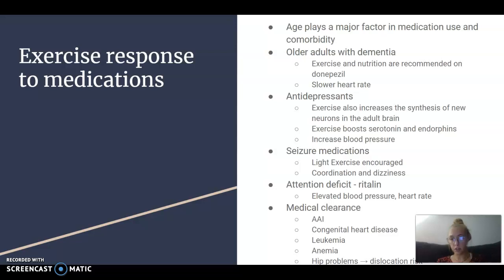It does increase the blood pressure. For seizure medications, light exercise is encouraged because it does affect coordination and dizziness. Attention deficit disorder, Ritalin, elevates the blood pressure as well as heart rate. And then it is recommended that medical clearance is received for certain comorbidities. Some of them are listed, just depends on the severity.